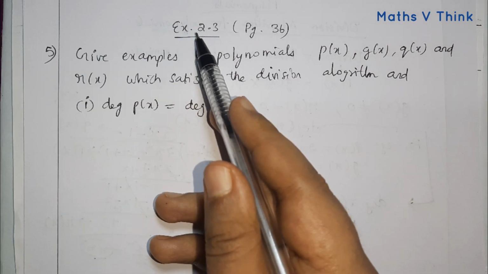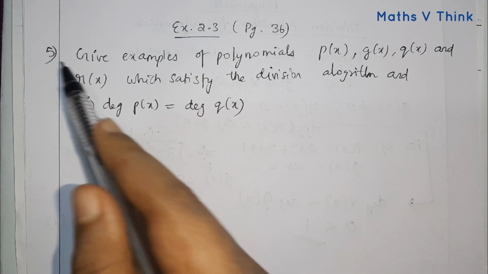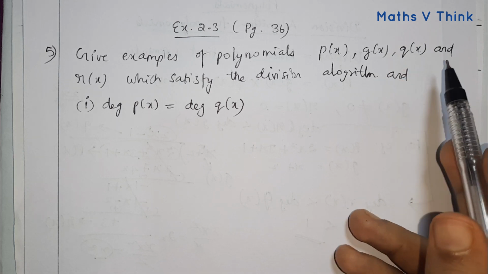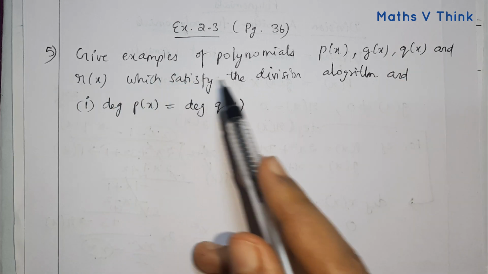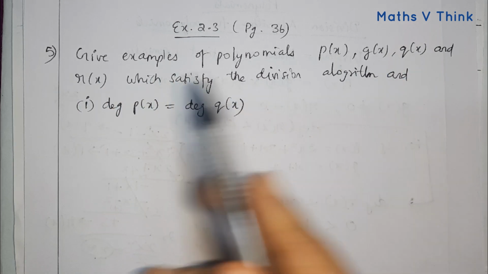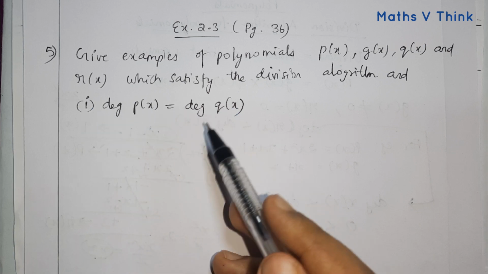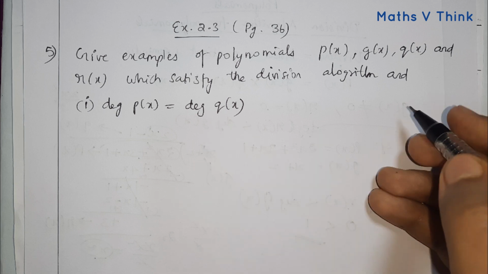Now exercise number 2.3, fifth question. It says give examples of polynomials p of x, g of x, q of x and r of x which satisfy the division algorithm and also the degree of p of x is equal to the degree of q of x. Before starting this, I need to give you an example.